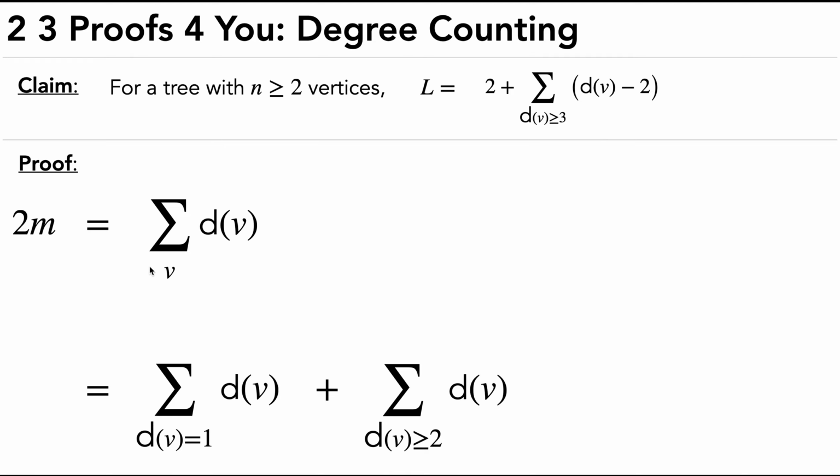All we're doing is taking the original summation, which summed over all of the vertices, and splitting it into summing over all the vertices with degree equal to 1, and summing over all the vertices whose degree was not equal to 1, in other words, greater than or equal to 2. This is really useful because we're trying to find a quantity for the number of leaves, and leaves are just vertices whose degree is equal to 1. So in this summation, we're just counting 1 for each leaf. This entire summation is just equal to L.